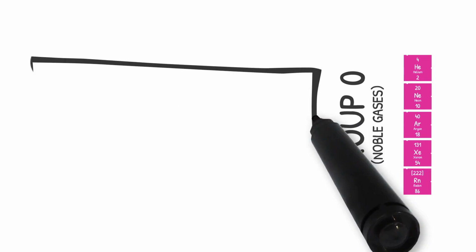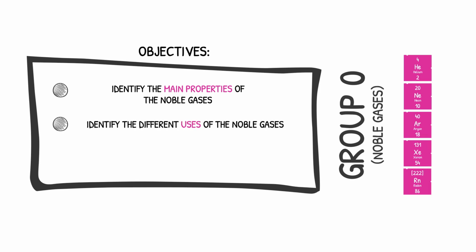In this video, we are looking at the group 0 elements, commonly referred to as the noble gases. By the end of this video, you should be able to identify the main properties of the noble gases, identify the different uses of the noble gases, and explain the reactivity of the noble gases.